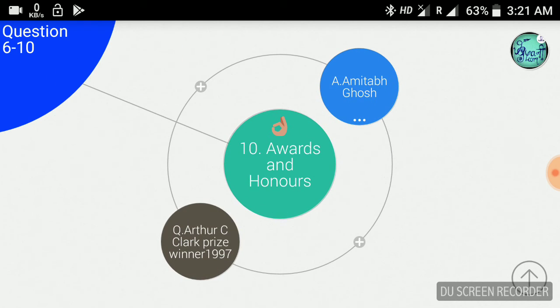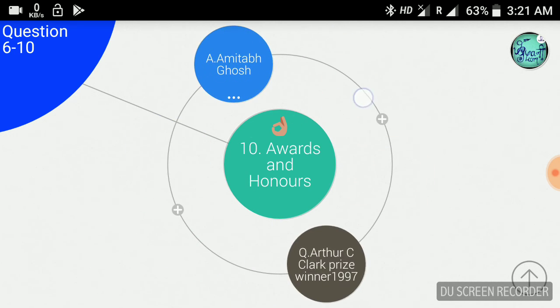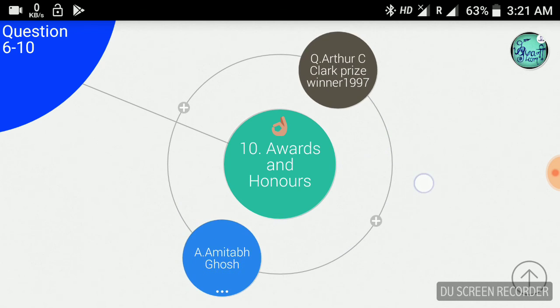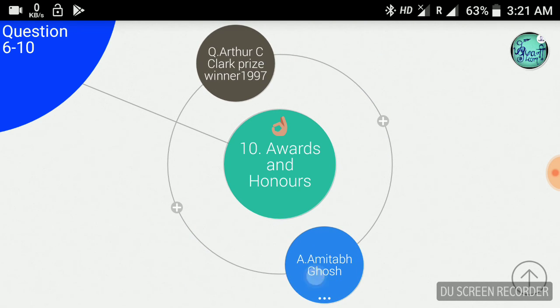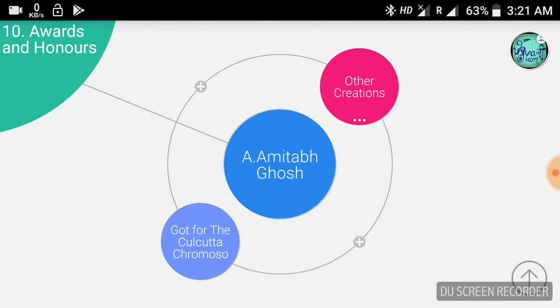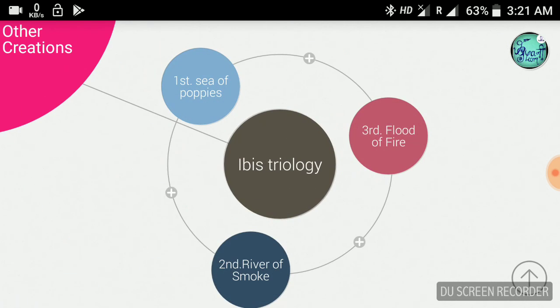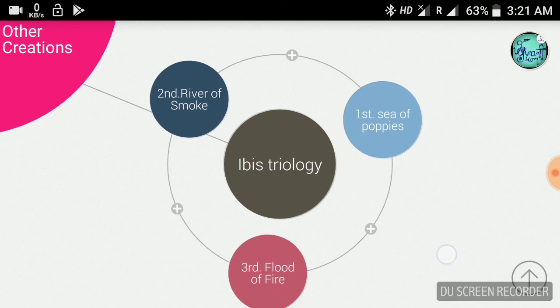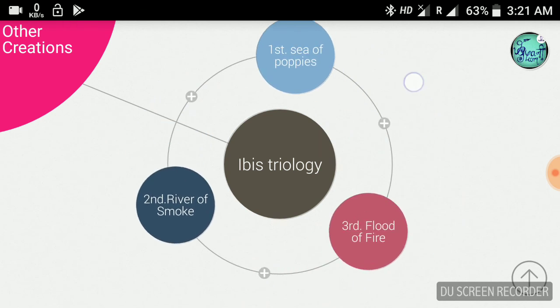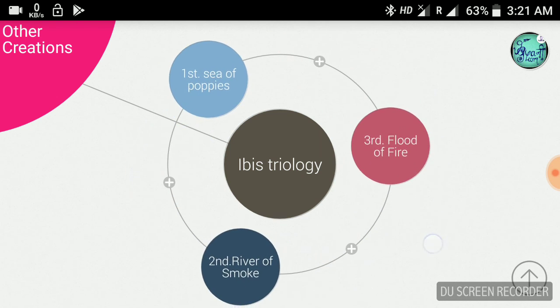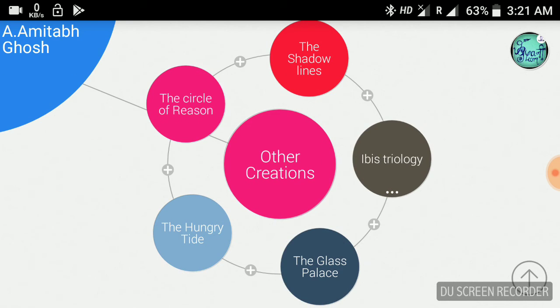And the 10th question is from the awards and honors section: in 1997, who won the Arthur C. Clarke Prize from India? The answer was Amitabh Ghosh, who is a Bengali, and he got this prize for his creation The Calcutta Chromosome. He was from Calcutta, so he got the prize for this particular creation. That's very interesting. His trilogy is known as the Ibis trilogy, which you need to remember, because it can be asked in any question paper. The books in the Ibis trilogy are Sea of Poppies, River of Smoke, and Flood of Fire. These are the three.